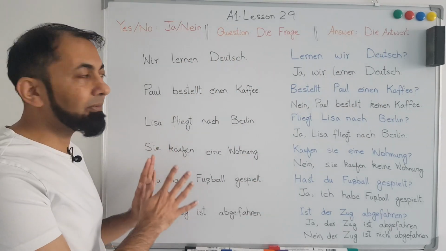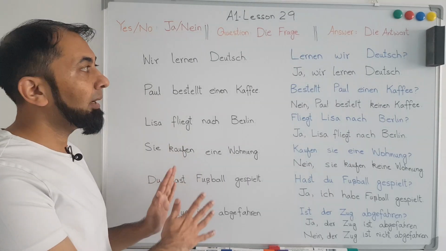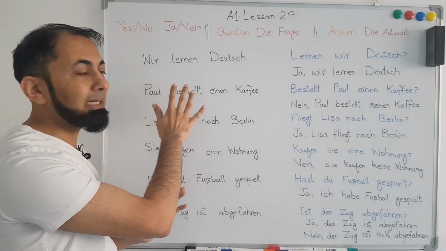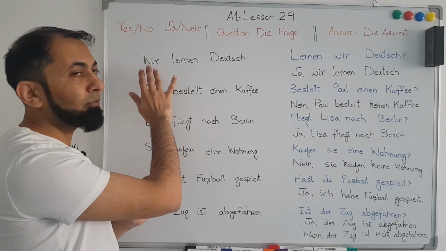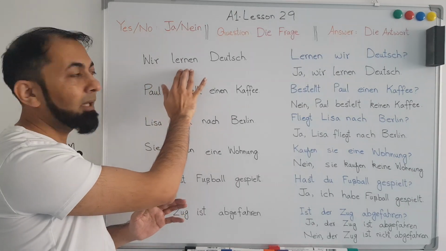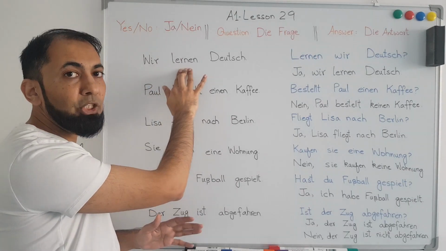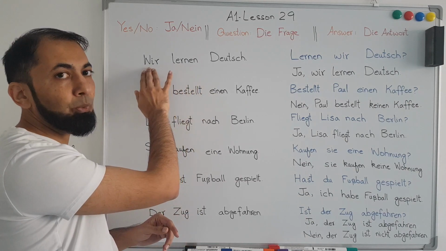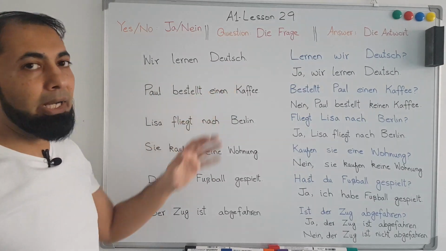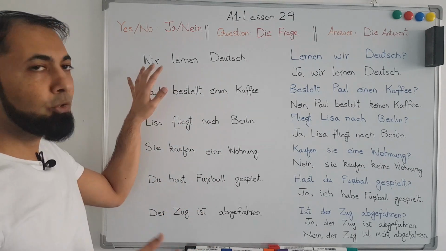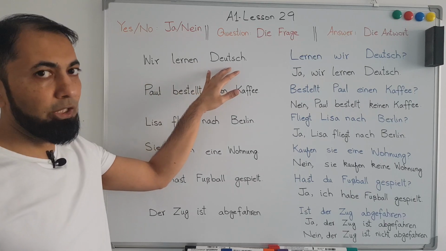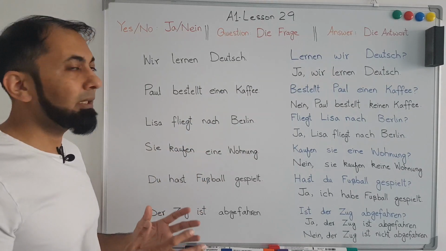Now on this side I have written normal statements because this is what we are already aware of. We know the sentence structure and the word order. At the first position we have the subject, then we have the verb at the second position, and we conjugate the verb according to the subject of the sentence, and then comes the object or any other preposition, etc. So first let's look at this sentence. Wir lernen Deutsch. We learn German.